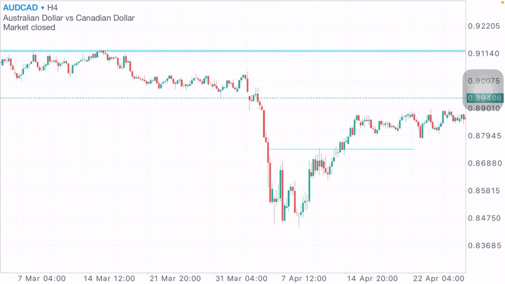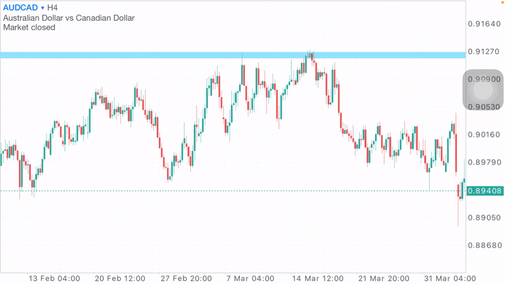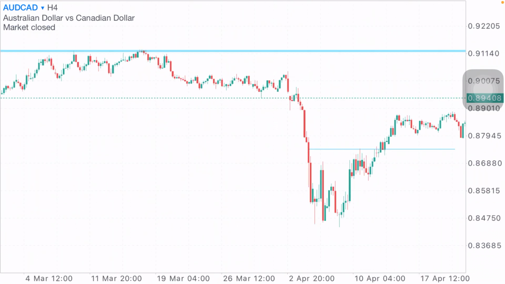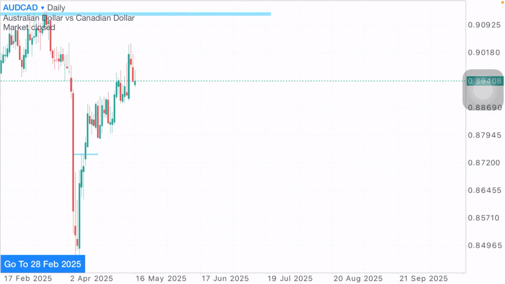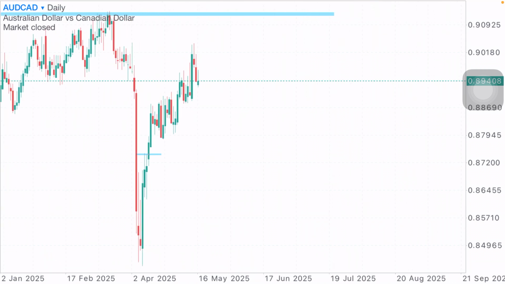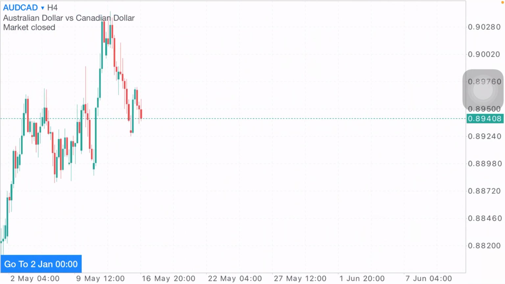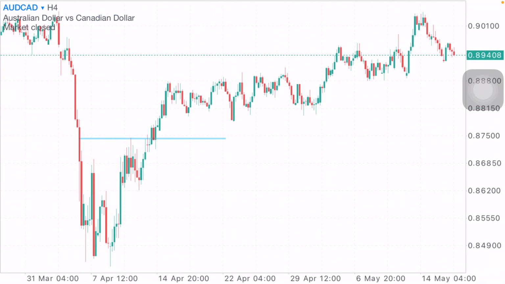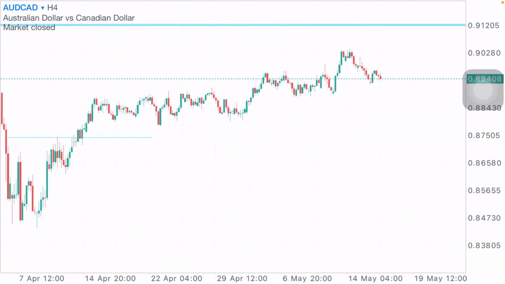As you see, I already marked the highest point of the market on AUD. Currently I'm offline, that's why the chart isn't loaded fully, but that's not the issue.